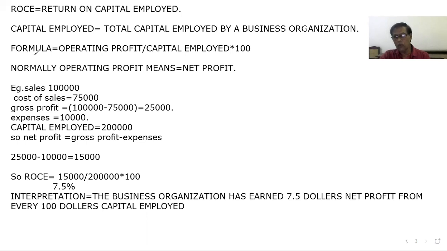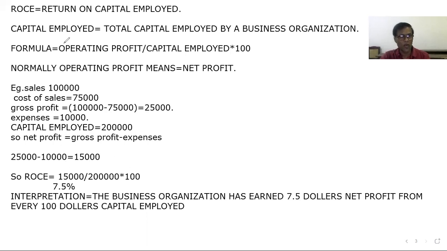Okay, my dear friends. The formula equals operating profit divided by capital employed multiplied by 100. Normally, for a business organization, operating profit means net profit. Now, I will explain this with an example. You have got a sale of 100,000. Cost of sales 75,000. Gross profit equals 100,000 minus 75,000, 25,000. Expenses given 10,000. Capital employed given 200,000. So net profit equals gross profit minus expenses. Now the net profit of the business organization is 15,000.